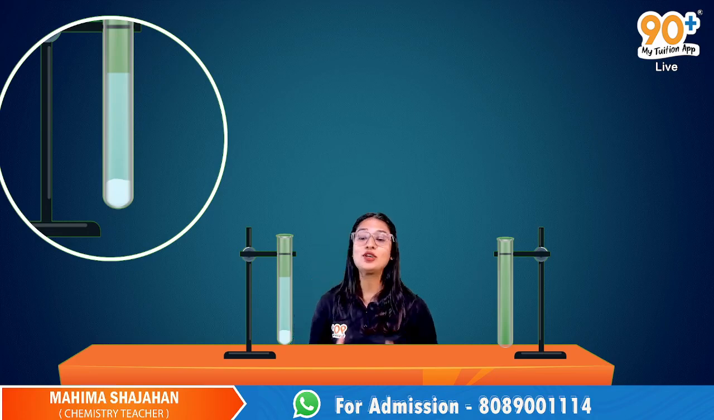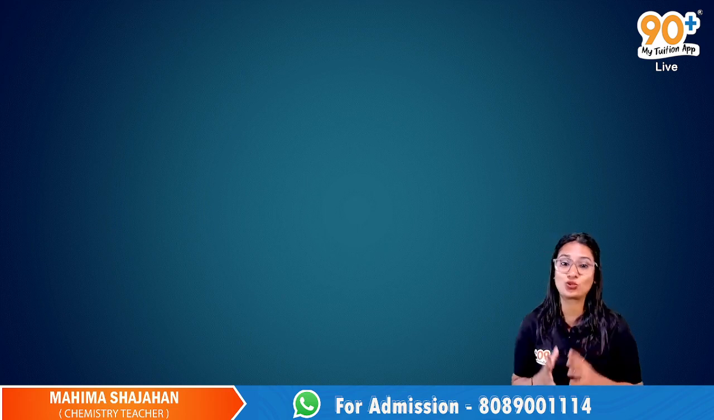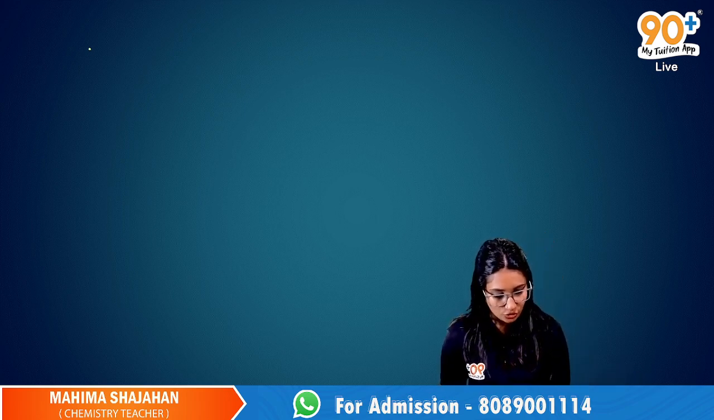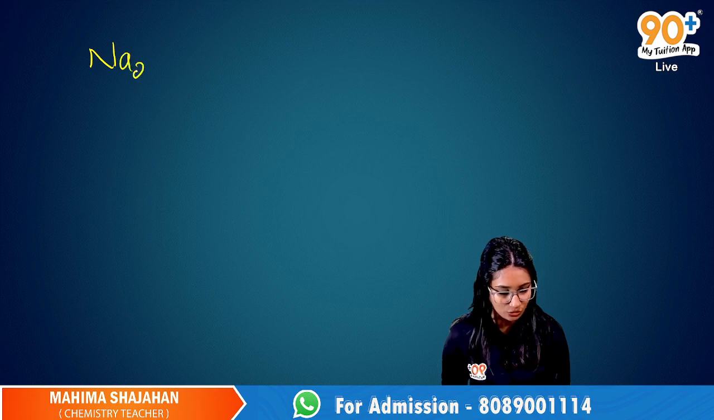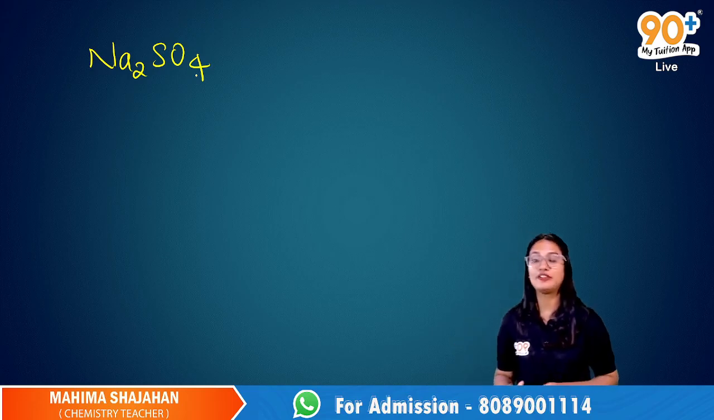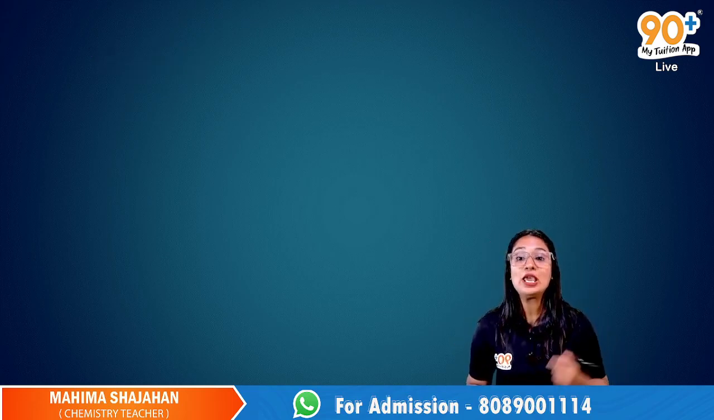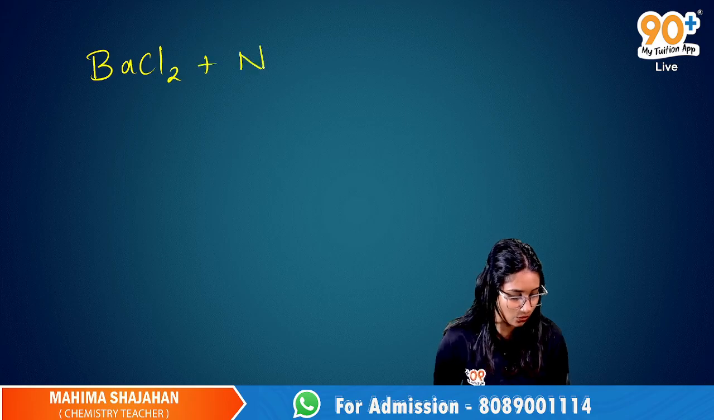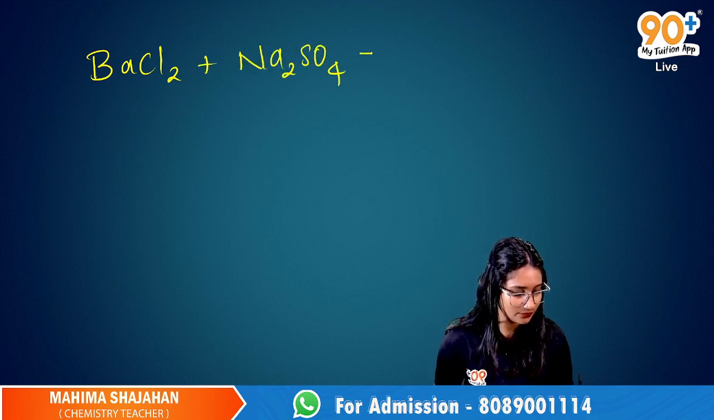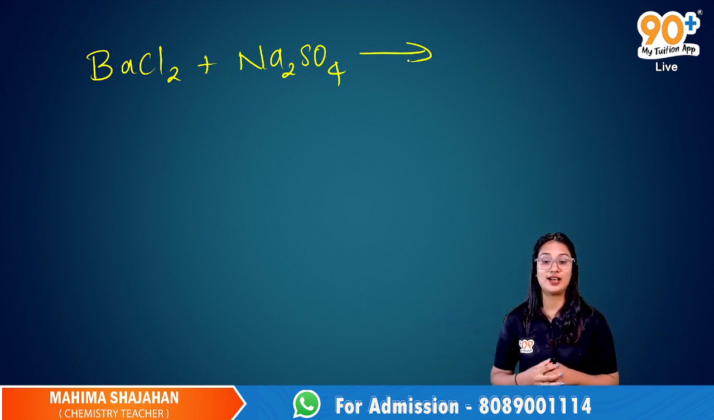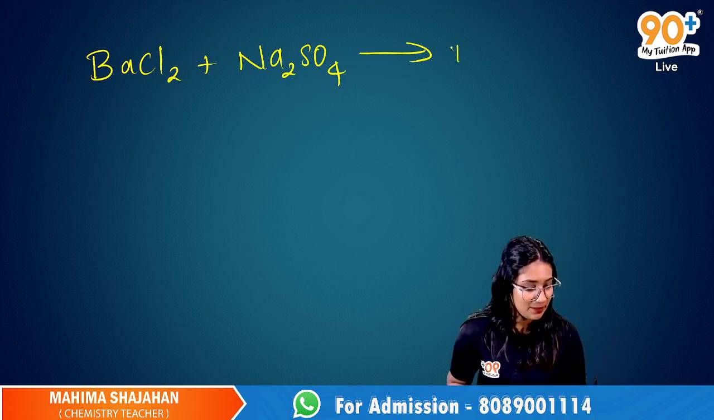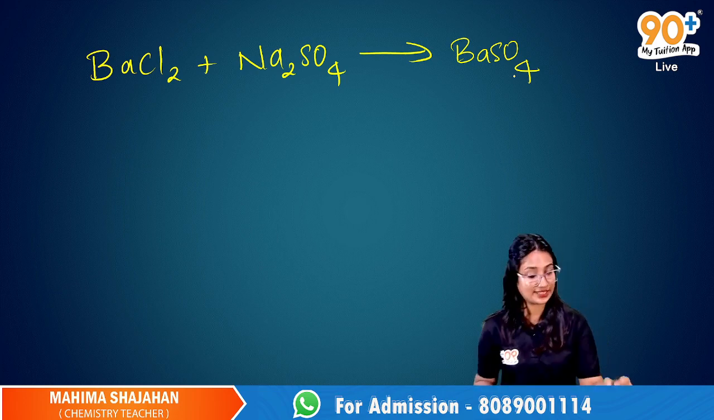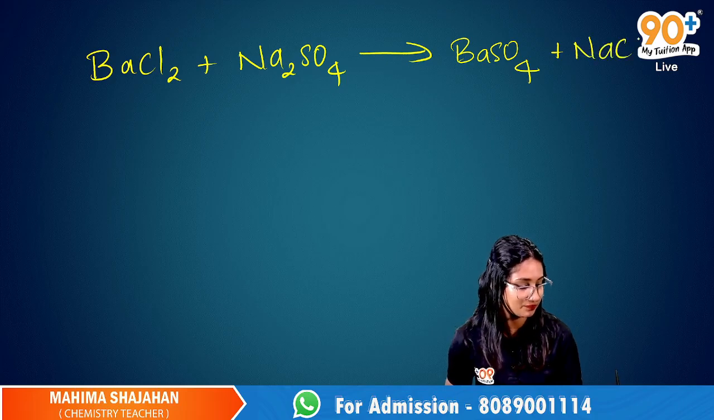So, what happens when barium chloride solution is mixed with sodium sulfate solution? Let's see. This is the formula of sodium sulfate, Na2SO4. It is reacting with barium chloride. So, when the two solutions were mixed together, you will get two products. One is barium sulfate, and the other product is sodium chloride, NaCl.